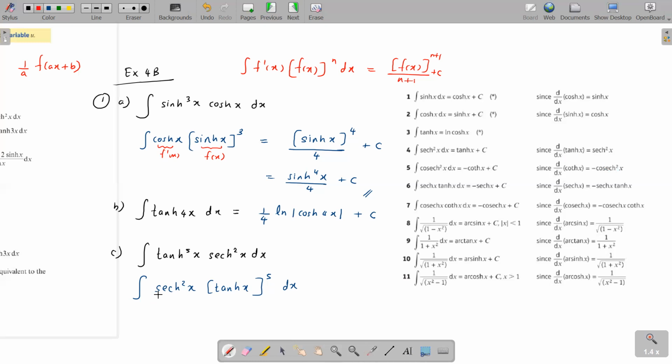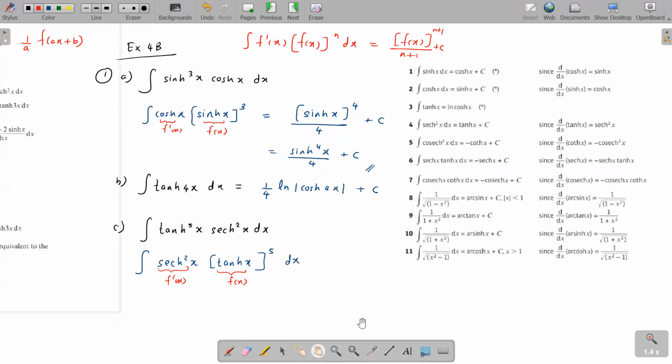Okay, so then I have the perfect f dash x, and this is the fx to the power n. So I can integrate this immediately. So the rule is we add 1 to the power of fx, right? The answer becomes tan x to the power 6 over 6 plus c. That's it. Okay, then the next question.